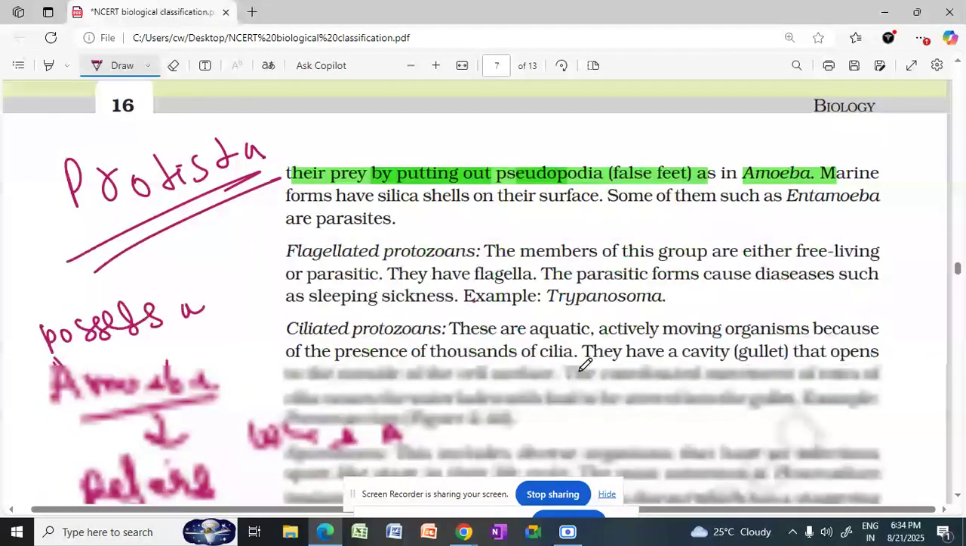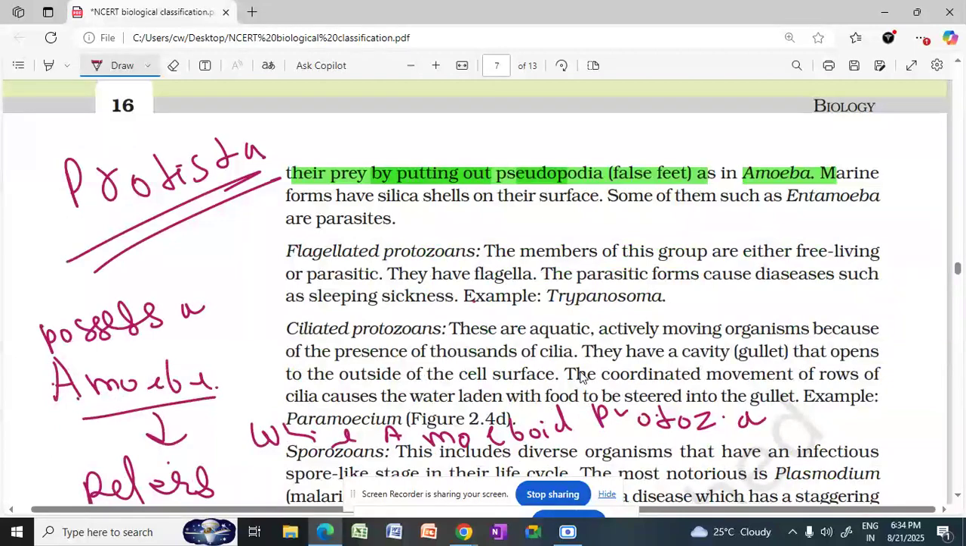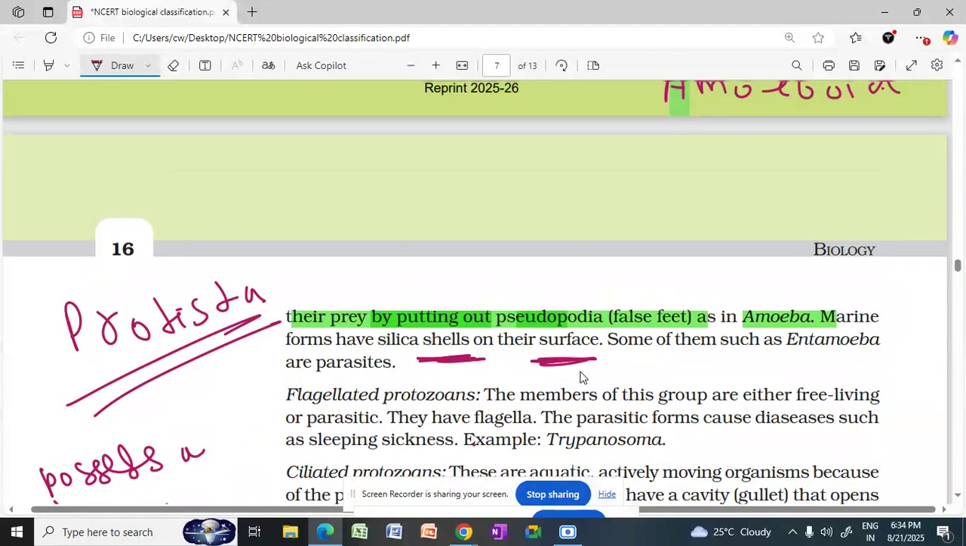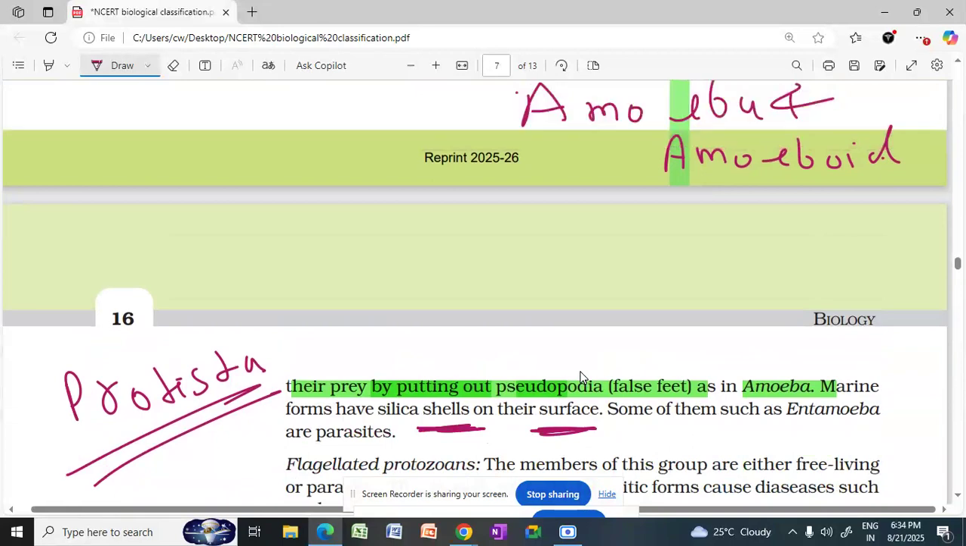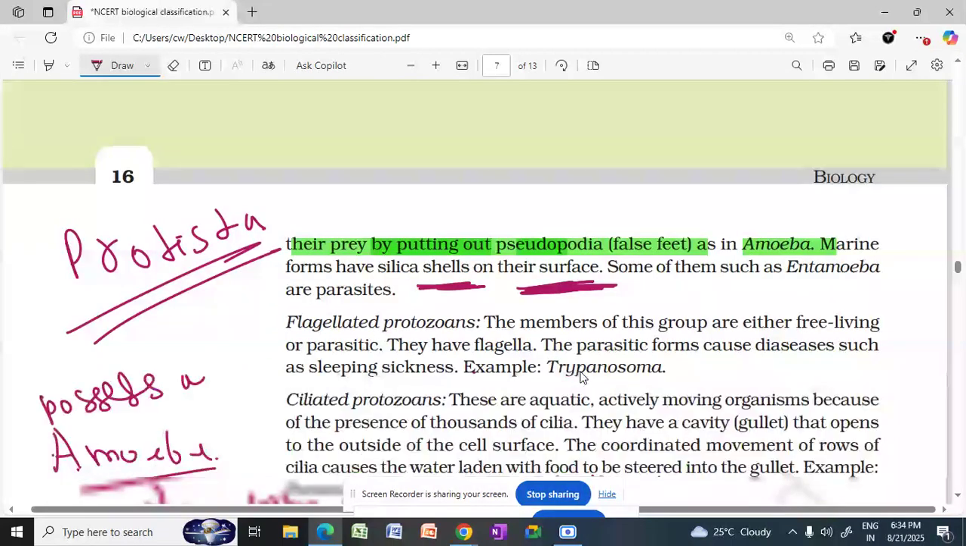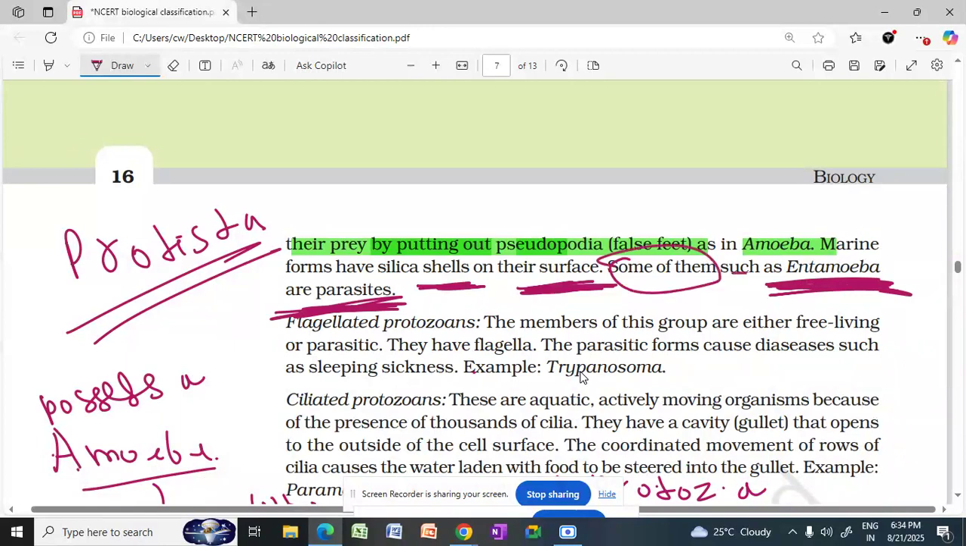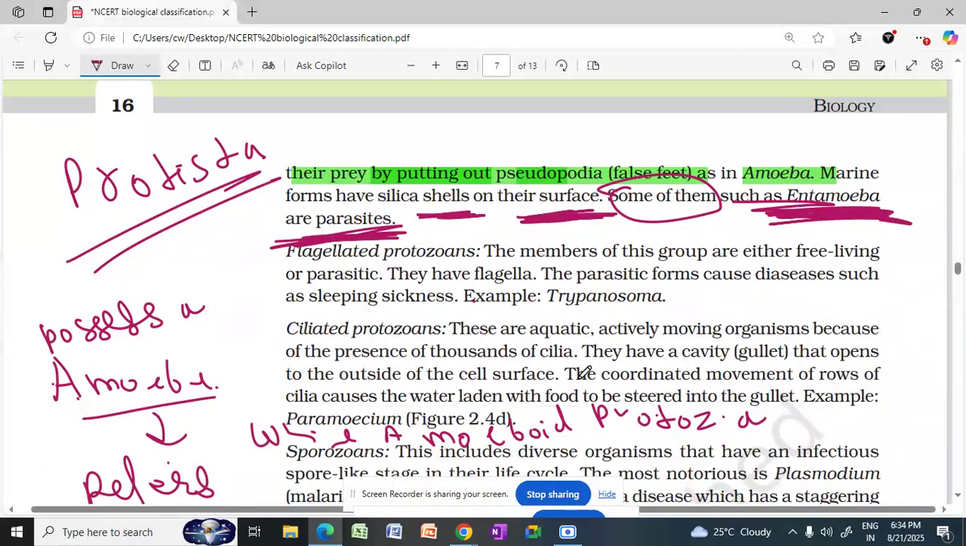Marine forms have silica shells on their surface. Marine means they also live in the sea. So the marine forms have silica shells on their surface. Some of them, such as Entamoeba, are parasites. So Entamoeba is a parasite.